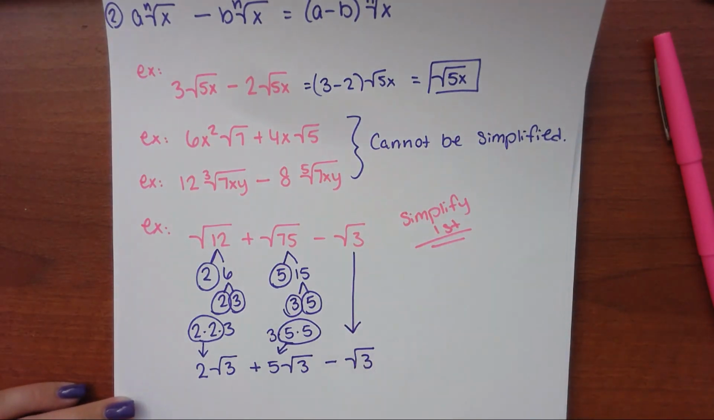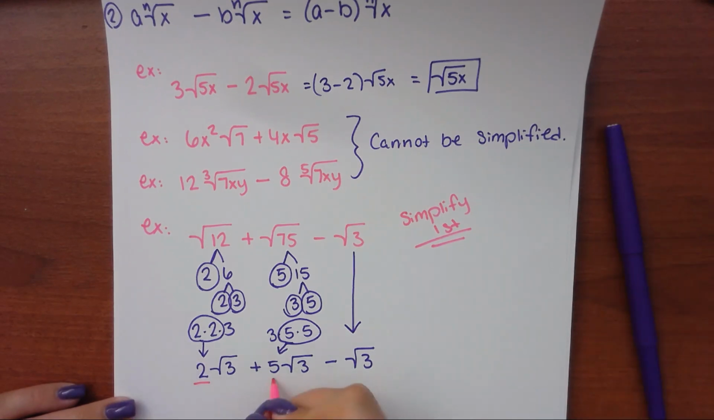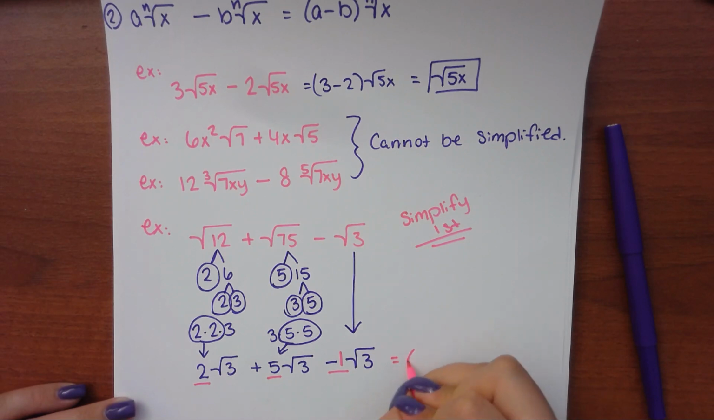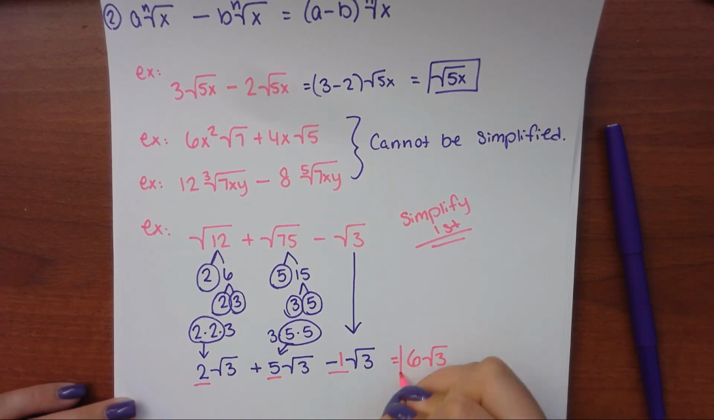Now, here's the thing. Once again, at this point we have the same radicand and the same indexes for all of them, so this can be combined. Now all you're going to do is combine the numbers out front. Combine 2, 5, and negative 1. 2 plus 5 is 7. 7 minus 1 is 6. So this is 6 square root of 3, and that's my final answer.